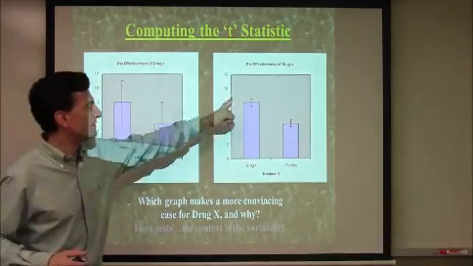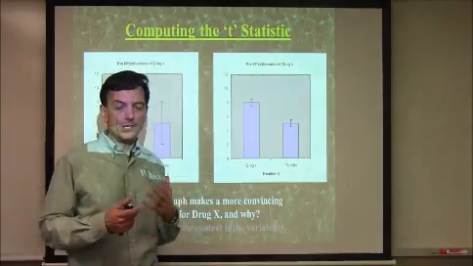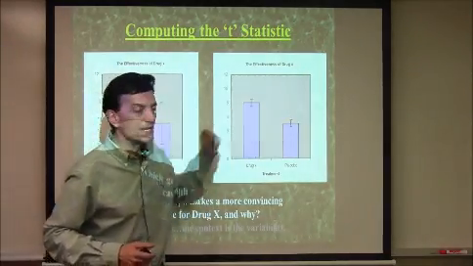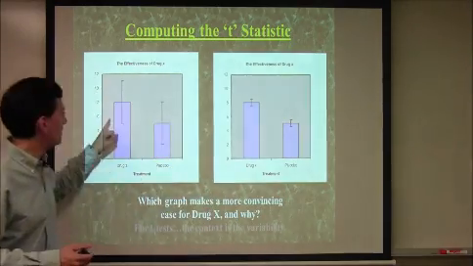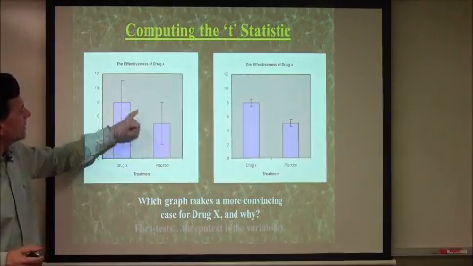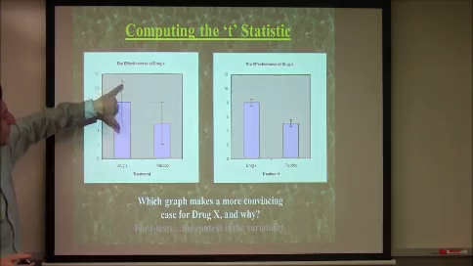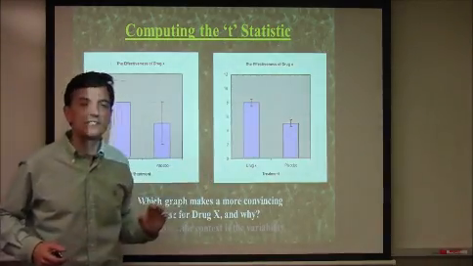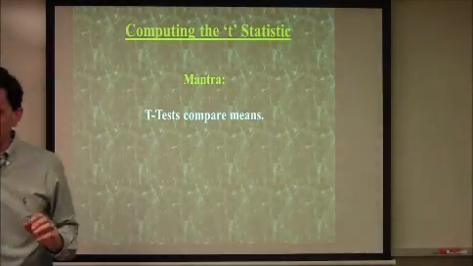And that's because that difference of 3 is occurring within the context of a very small margin of error, as indicated by these error bars. By contrast, we have that same margin of 3, or difference of 3, but now the margin of error is quite a bit larger. So this would make for the more convincing case for drug X.